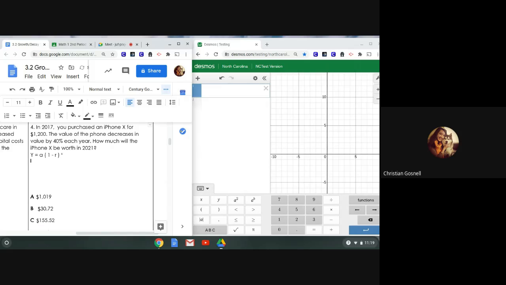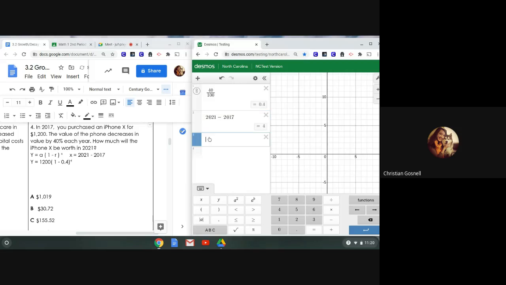Now let's type in everything that we know. We know that our start is 1,200, and then we have 1 minus. Our r is our percent as a decimal, so take 40%, divide it by 100 to get that decimal of 0.4. And then our exponent of x is time. So if I want to figure out that time, I have a start year of 2017 when the phone was first purchased, and then the year that I'm trying to predict for. So I need to see how many years are between that. I can really just subtract those. 2021 minus 2017. So that exponent should be a 4.